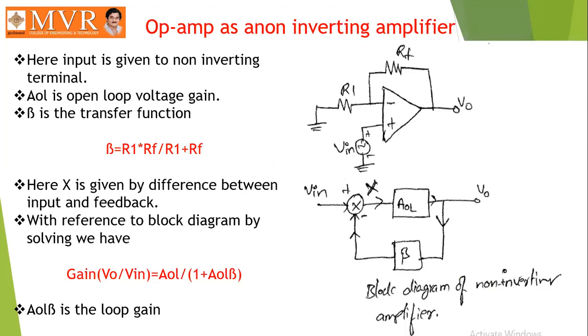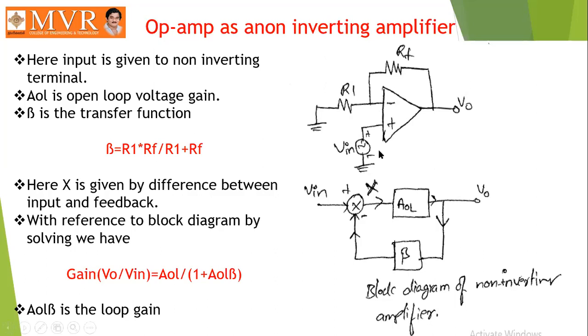So what are the factors that affect this closed loop function of an operational amplifier? What are the different factors that affect the performance of the operational amplifier? We are going to see that now. Here we consider the op-amp as a non-inverting amplifier, with the closed loop configuration. This is the circuit we are going to use.